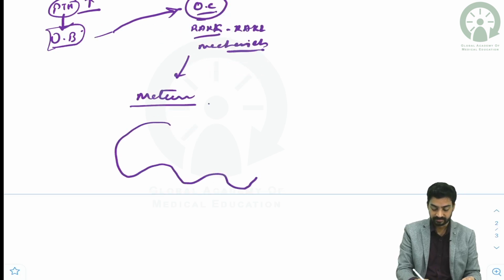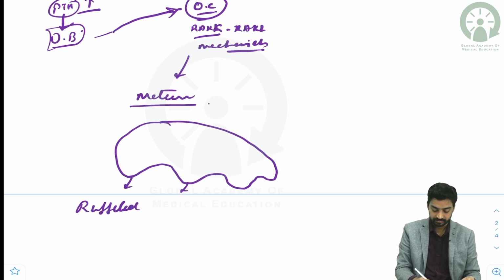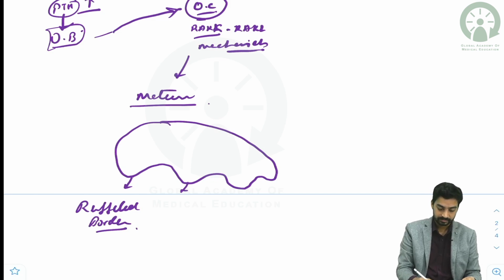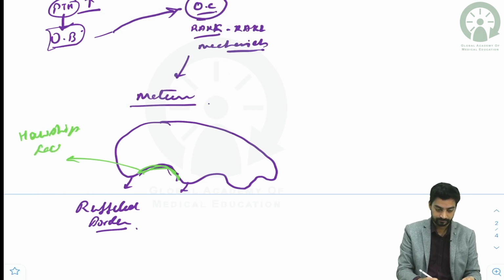It has a ruffled border. If you see these borders, it's called the ruffled border. And it creates a lacuna shape structure. If you see this structure, it's of lacuna shape, which is also known as Howship's lacuna, the horse shaped lacuna.